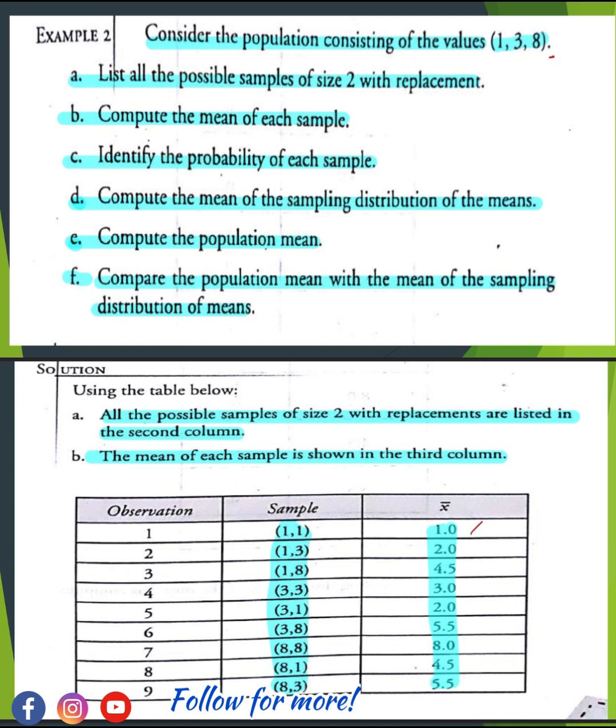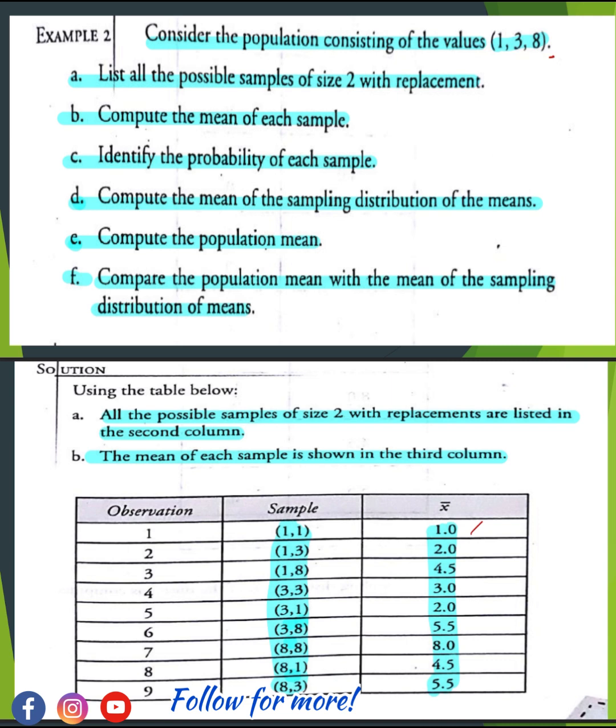So to get the mean, just simply add the sample. 1 plus 1 divided by 2, that's 1, or 1.0. 1 plus 3, that's 4, divided by 2, that's 2.0. 1 plus 8, that is 9, divided by 2, 4.5. 3 plus 3 divided by 2 is 3.0. 3 plus 1 divided by 2 is equal to 2.0. 3 plus 8 divided by 2 is 5.5. 8 plus 8 is equal to 16 divided by 2 is 8.0. 8 plus 1 is equal to 9 divided by 2 is 4.5, and 8 plus 3 is equal to 11 divided by 2, that is 5.5. So that's the answer for question B.